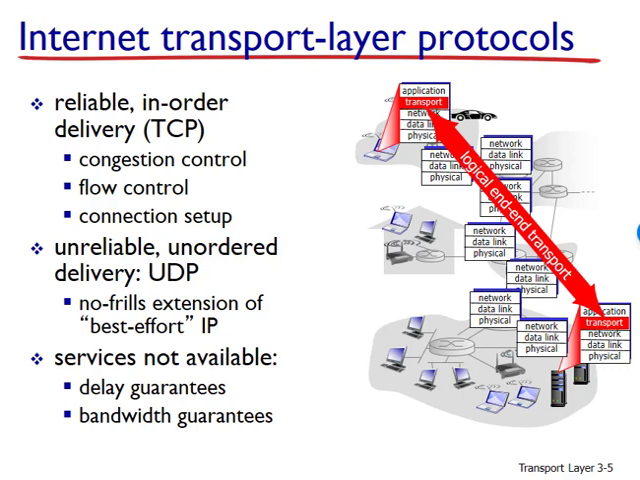TCP also provides congestion control. Loosely speaking, TCP congestion control prevents any one TCP connection from swamping the links and routers between communicating hosts with an excessive amount of traffic. TCP strives to give each connection traversing a congested link an equal share of the link bandwidth. This is done by regulating the rate at which the sending sides of TCP connection can send traffic into the network.